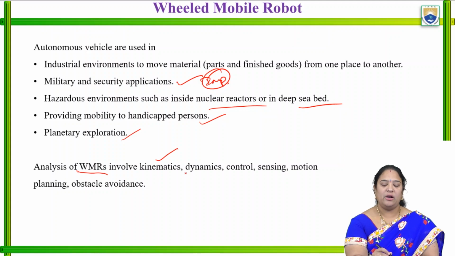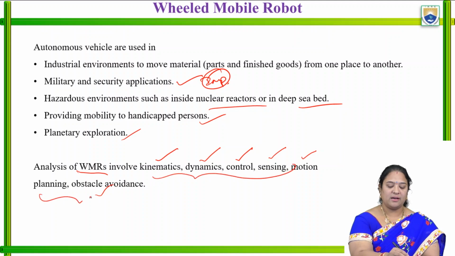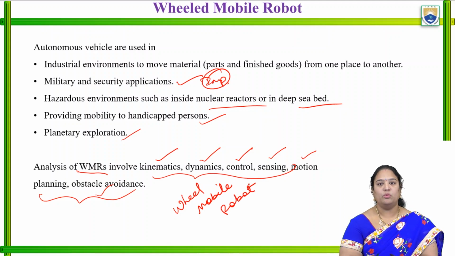Right. Now, the wheeled mobile robot involves kinematics, dynamics. It also has control, it has a sensing device, and it has motion planning and obstacle avoidance. Based upon all these constraints, we will be developing a wheeled mobile robot. Based upon the kinematic movement of the robot, the sensing operation, the control on the robot, and the obstacle avoidance, we will be manufacturing a wheeled mobile robot.